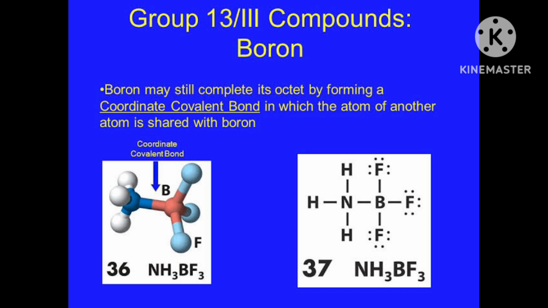Diborane is produced on an industrial scale, meaning a large quantity, by the reaction of BF3 with sodium hydride, NaH. I will give you the balanced equation: 2BF3 plus 6NaH. It gives two products, but it requires a temperature of 450 Kelvin.